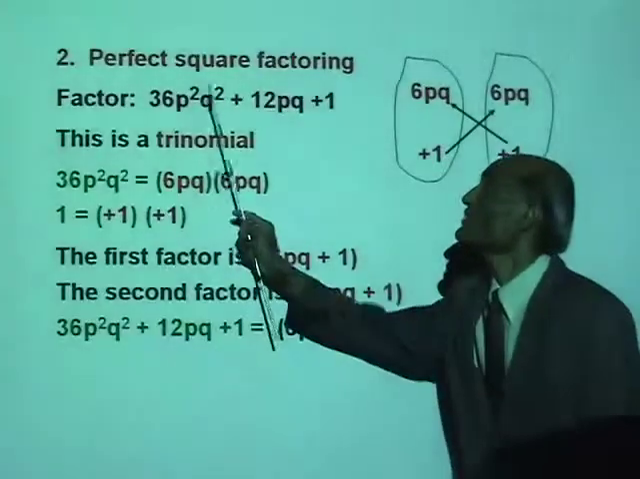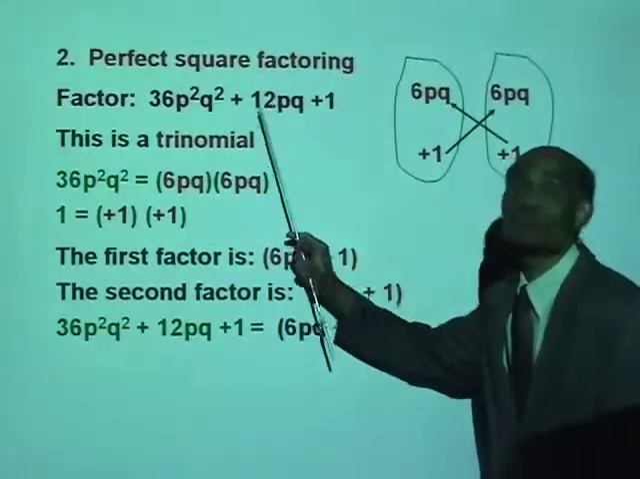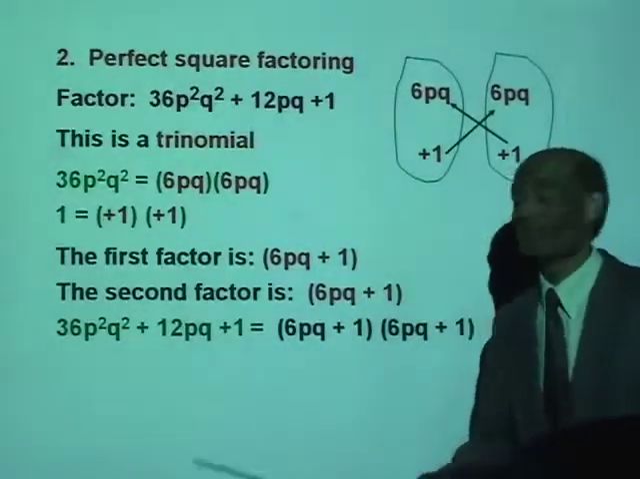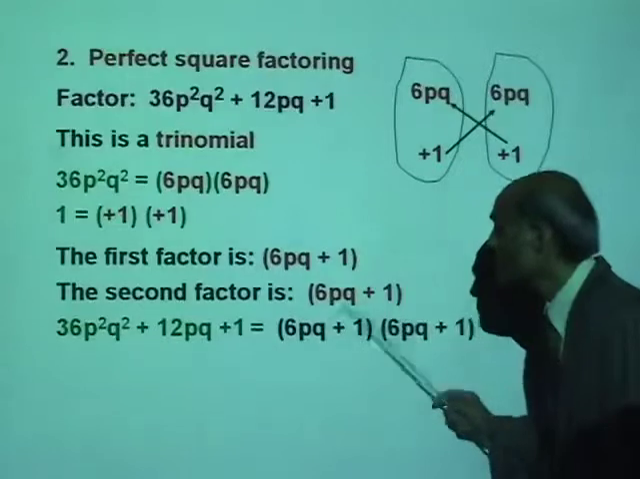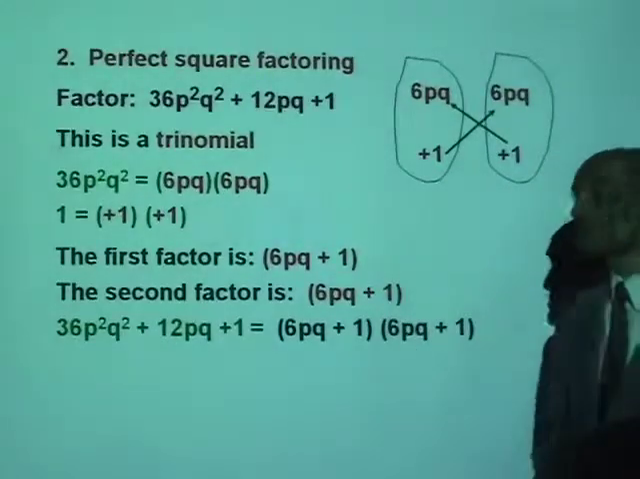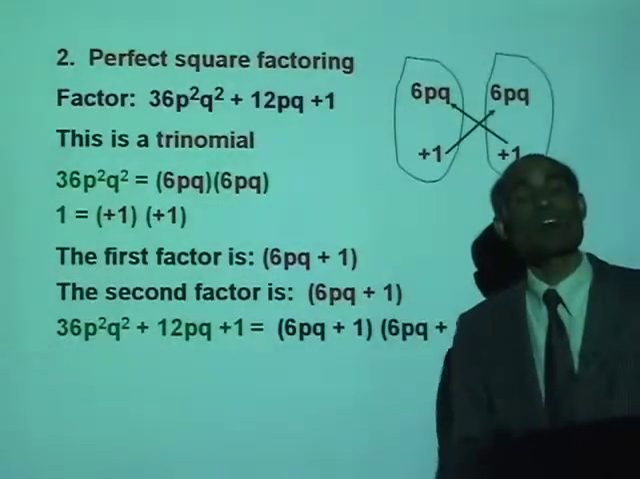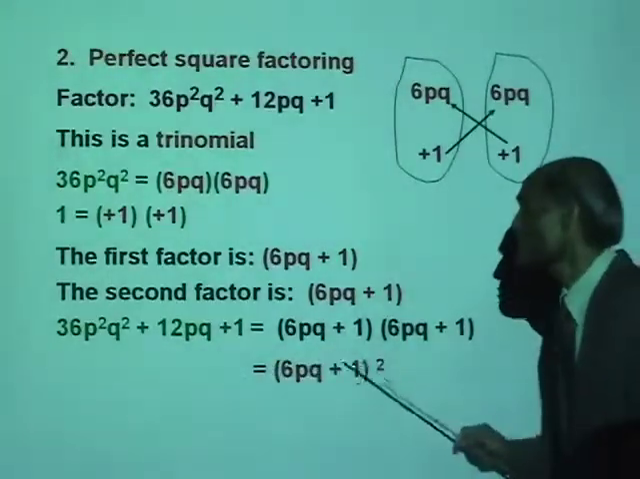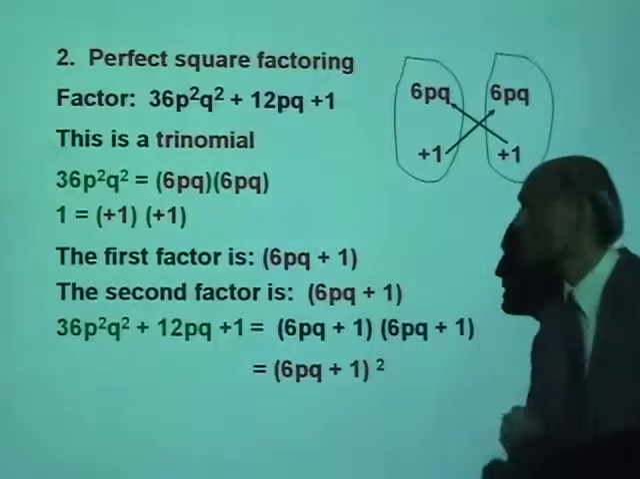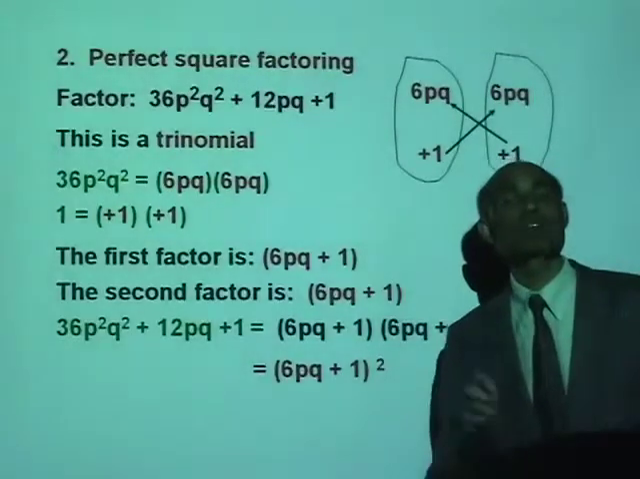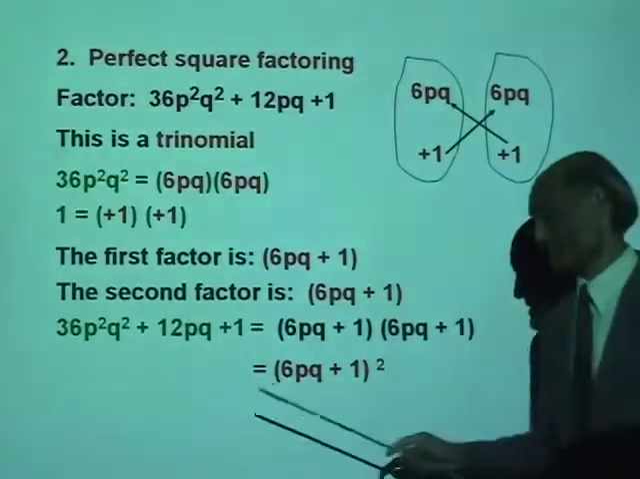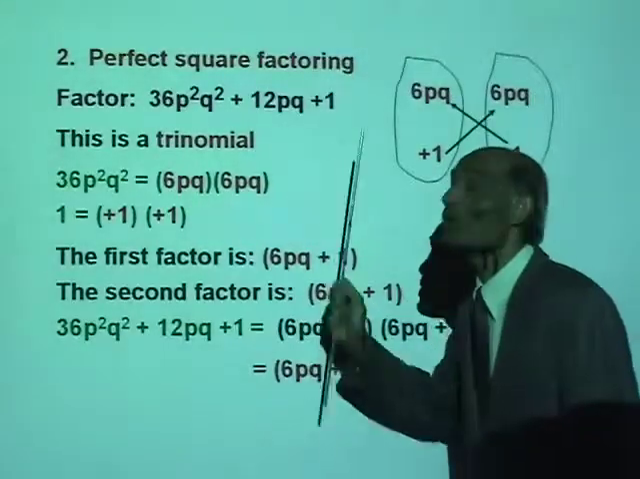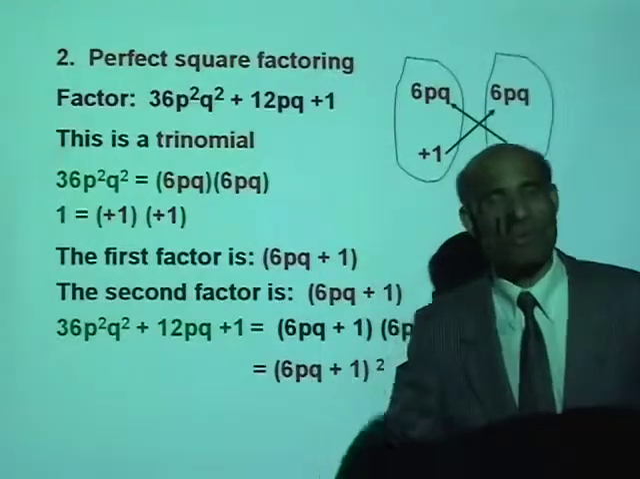Therefore, we say 36p squared q squared plus 12pq plus 1 is 6pq plus 1 times 6pq plus 1. And how do you write it as a perfect square? It is the quantity 6pq plus 1 raised to the power of 2. That's a perfect square. So this trinomial is a perfect square.